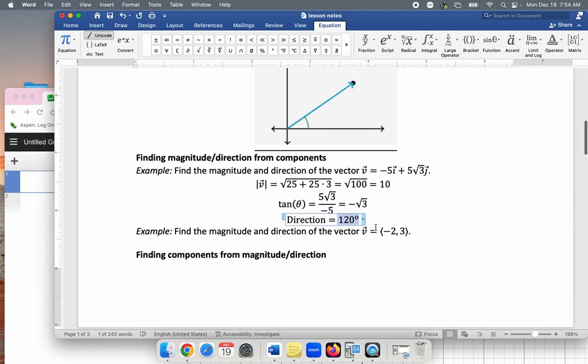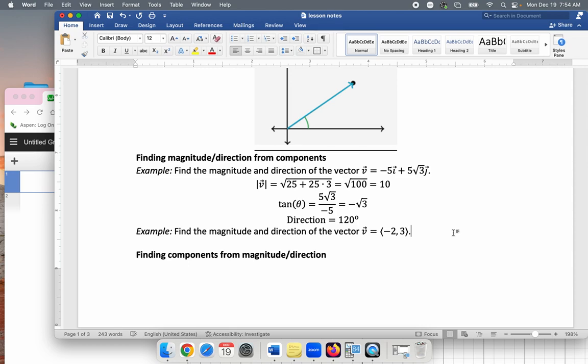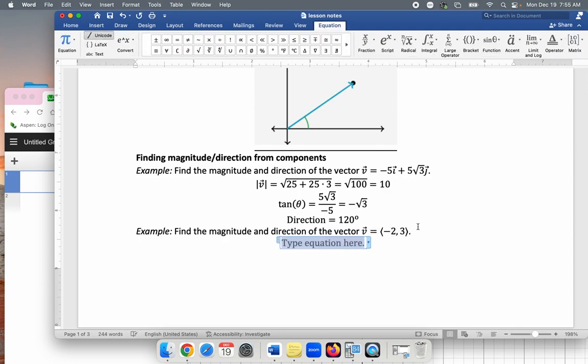Let's do one more example. In the previous example, the tangent value was kind of nice. It was negative root 3. That's a tangent value that we know. As we'll see in this example, the tangent value that we get is not so nice. Let's first find the magnitude of this guy. The magnitude, of course, is going to be the square root of the sum of the squares. That's going to be 4 plus 9. So that gets us root 13.